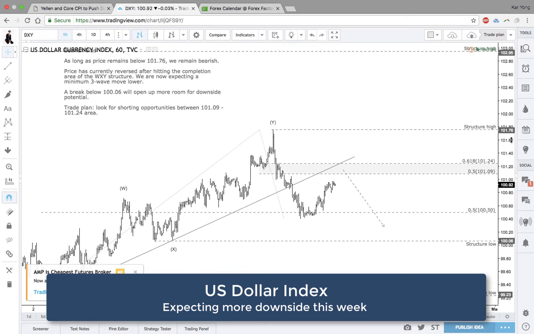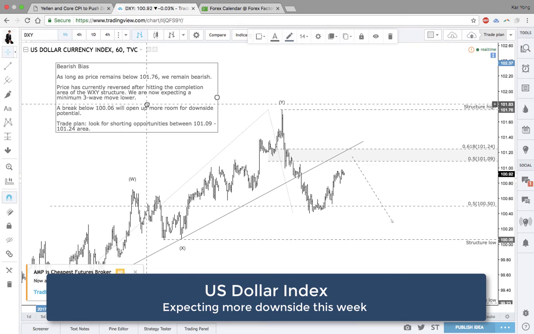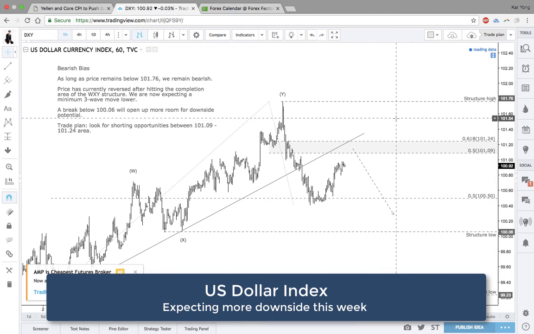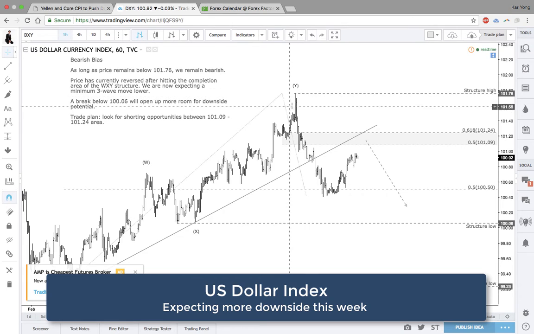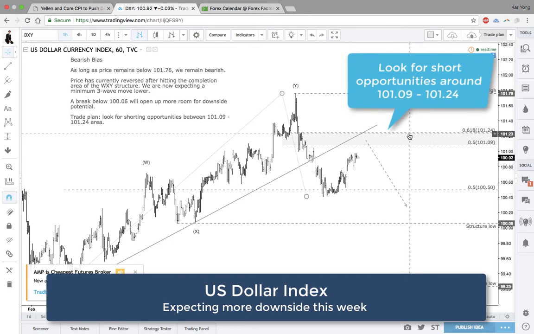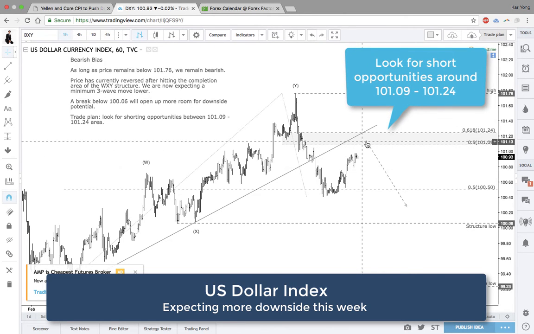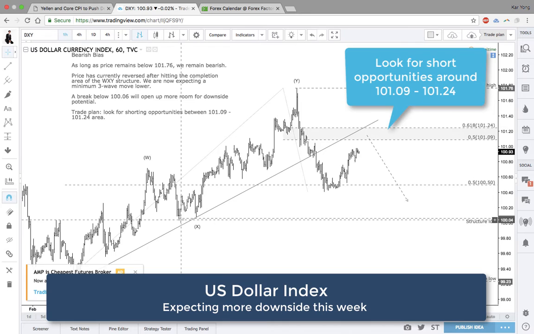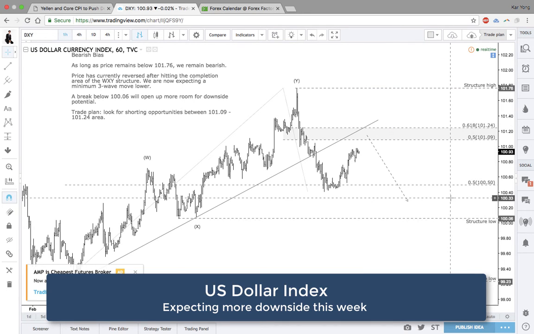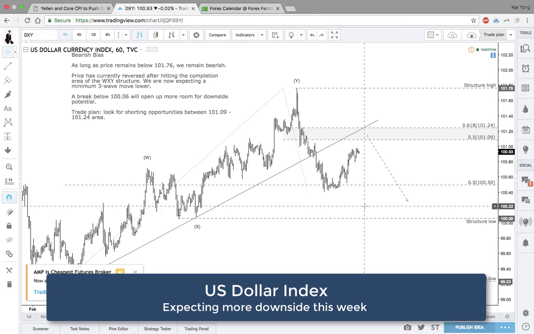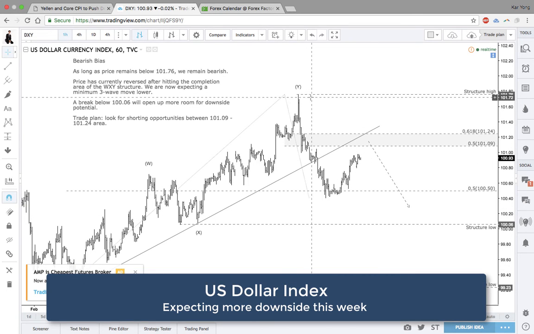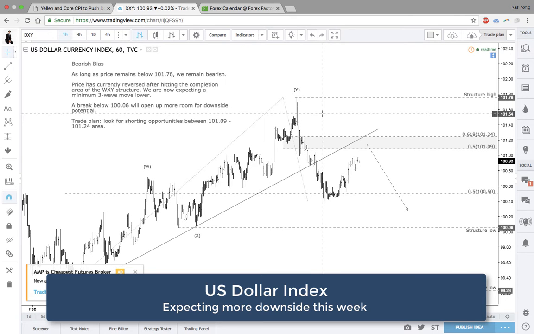Looking at an intraday time frame, on an H1, we do have some potential setting up for short opportunities. You can see that price last week, once it tagged the high, has broken the overall trend line of that structure. Right now it's in a retracing mode, and once it pulls back towards 101.09 to 101.24, it will be a decent opportunity to look for short. How far it can go depends on a significant break below this 100 level, and then this will open up more downside opportunity. But as long as price remains above this, we are still holding a bearish bias on the dollar index.